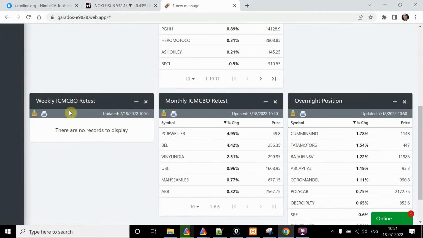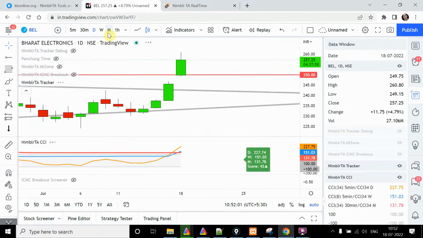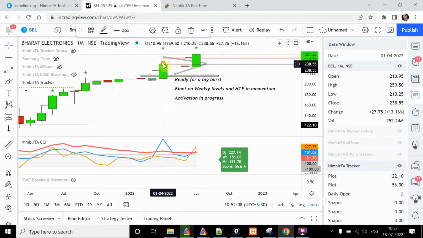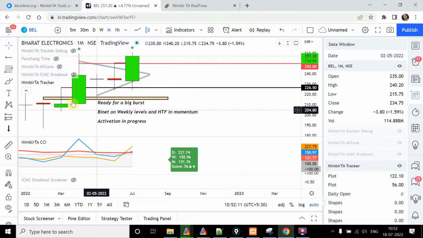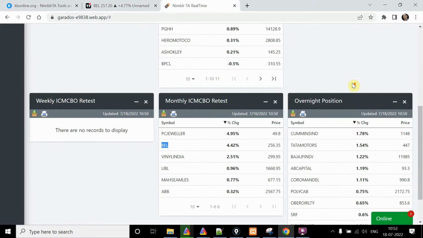Similarly, on weekly basis, right now there are no stocks, but on monthly basis there are some stocks which gave a retest. Bell gave a retest on monthly basis. So if I am on the monthly chart over here, ICMC breakout happened earlier and now it is giving a retest. This is the retest level right now, right? So ICMC breakout happened and then a fresh breakout is happening right now. So it has given a retest over here, over here, over here. These are 3 points of retest in the last 3 months, and that is why it is categorized over here.